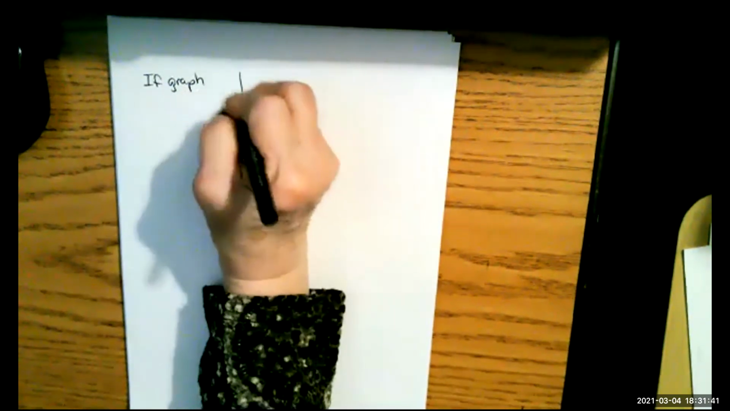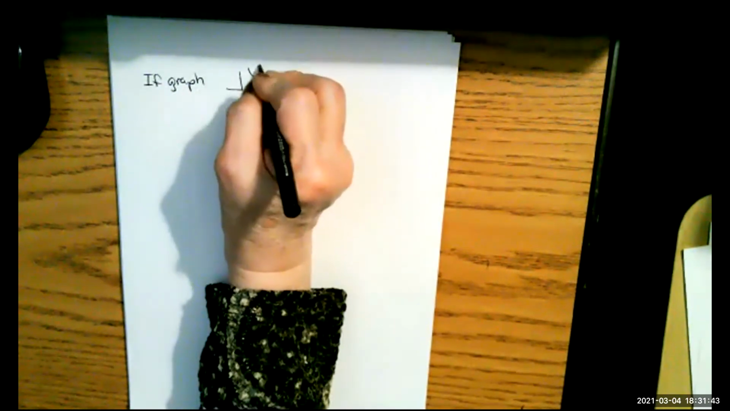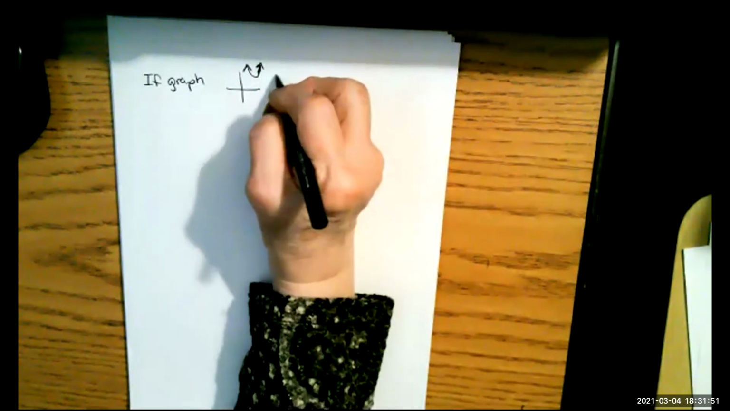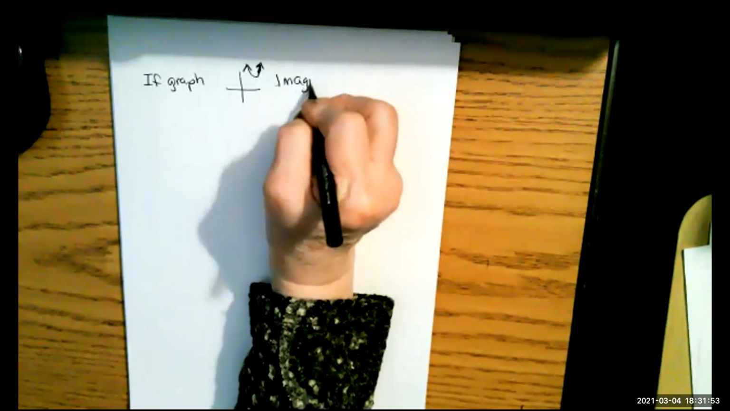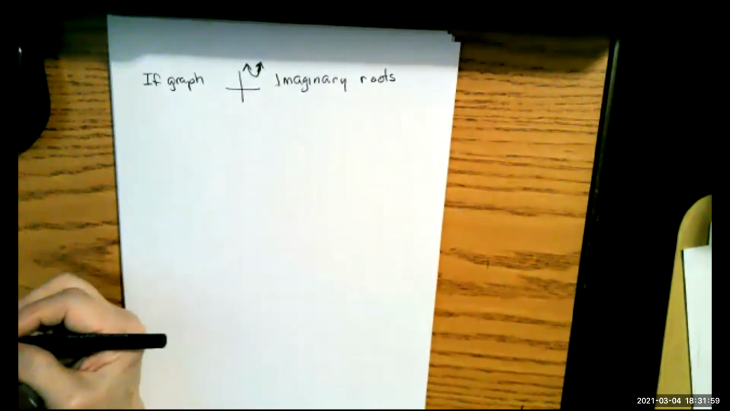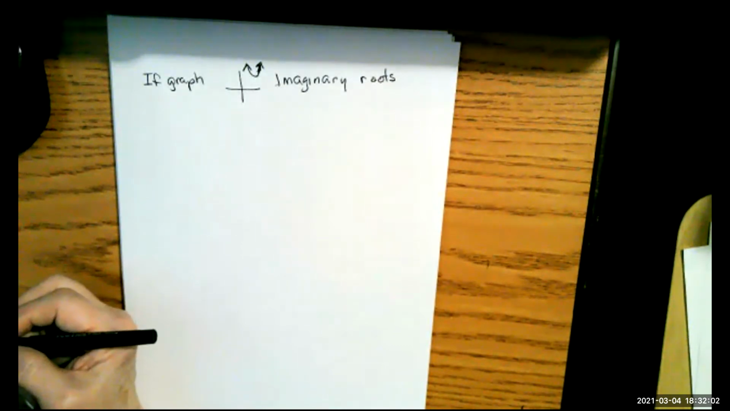Okay, so if our graph looks like this, it doesn't cross the x-axis at all. So we can expect that we're going to have imaginary roots or solutions or x-intercepts. They're imaginary. They're not there.